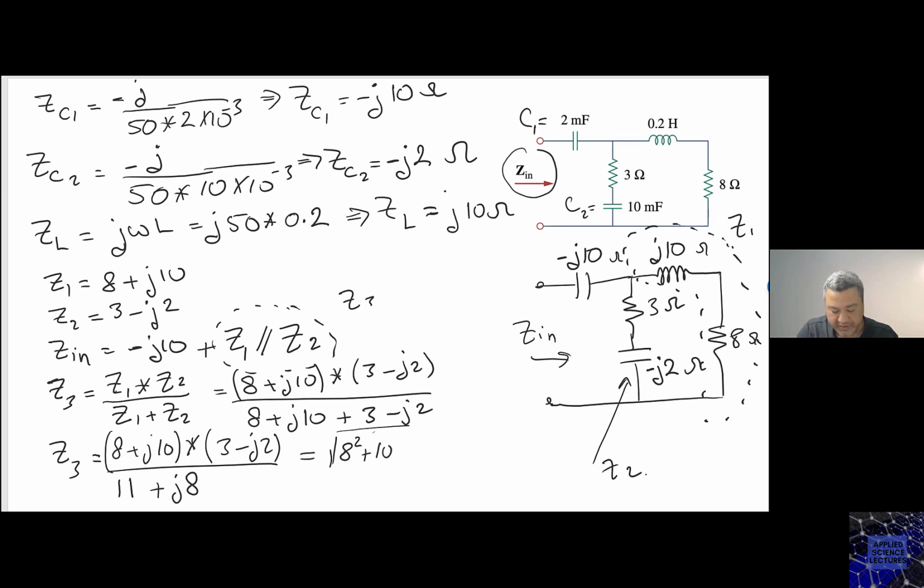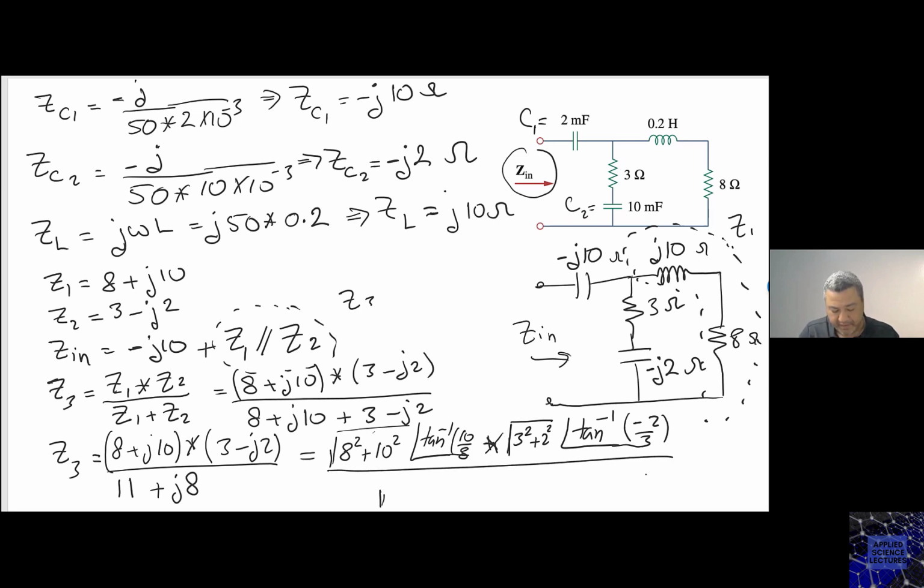Now, this one is the square root of 8 squared plus 10 squared, at angle tan inverse of 10 over 8, right? Times the square root of 3 squared plus 2 squared, at angle tan inverse of minus 2 over 3, divided by the square root of 11 squared plus 8 squared, at angle tan inverse of 8 over 11.